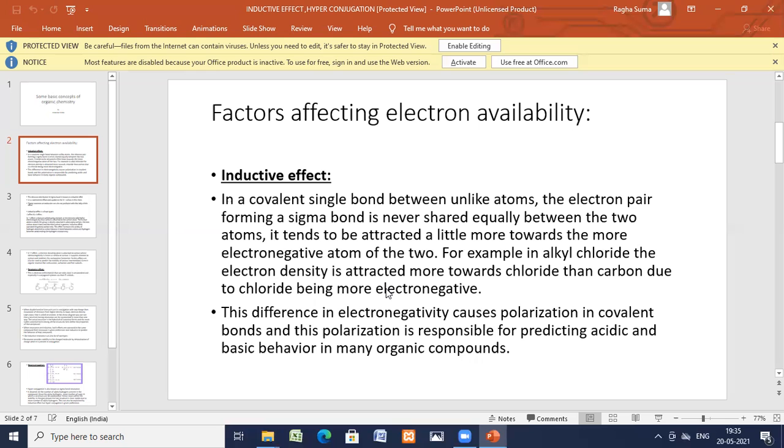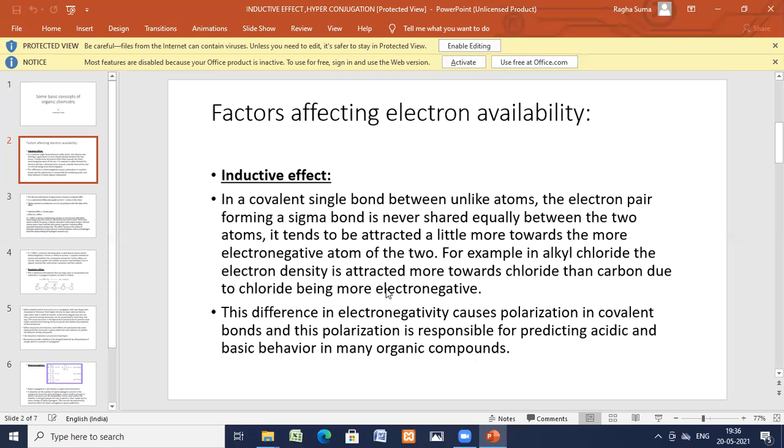If in a carbon chain different electronegative atoms or groups are present, they create a positive or negative charge on the adjacent carbon atom. This positive or negative charge created induces the adjacent carbons. This is called the inductive effect. The charge is induced, so it is the inductive effect. It's a permanent effect in a molecule.